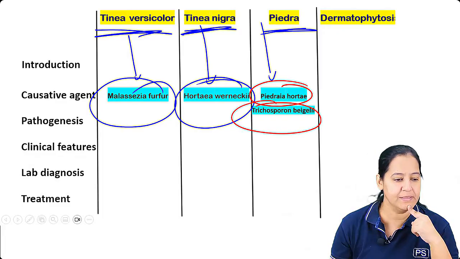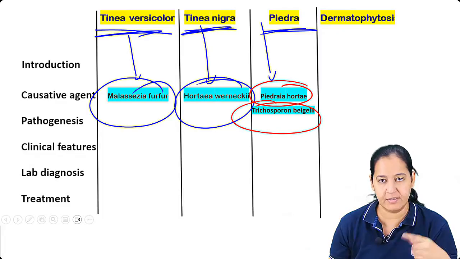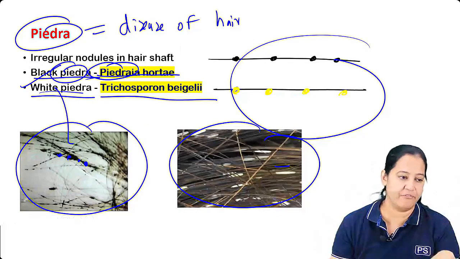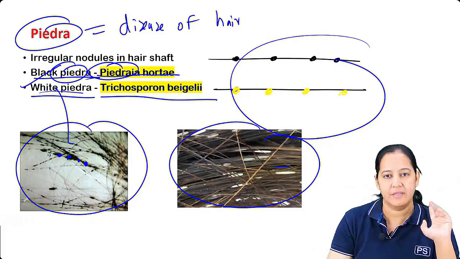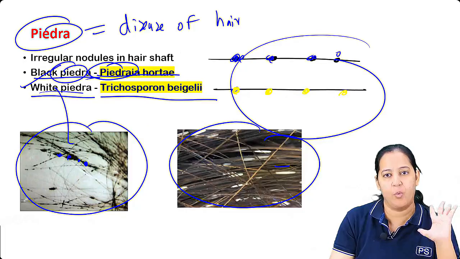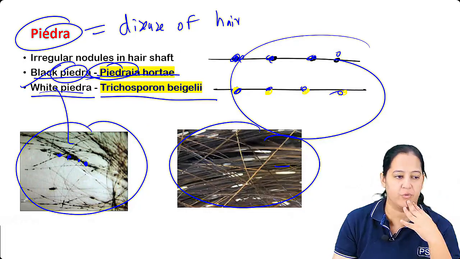So what should I repeat in piedra? Piedra is a disease of hair, and there are nodules in the hair. The black piedra has black nodules, and the white piedra has white nodules. That's what I have told. That is the only disease.